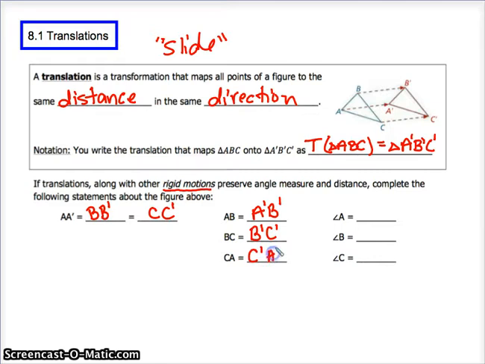It also means that angle A is the same as angle A prime, that angle B is the same as angle B prime, and angle C is the same as angle C prime. So the point in showing you all this is that this original figure, triangle ABC, is exactly the same as triangle A prime, B prime, C prime. It's just been slid a certain distance and in a certain direction.